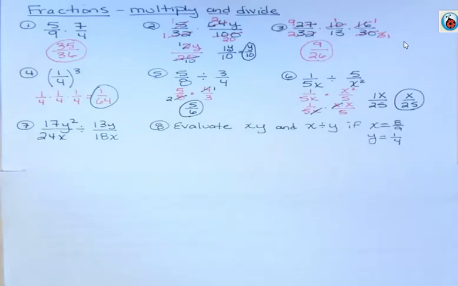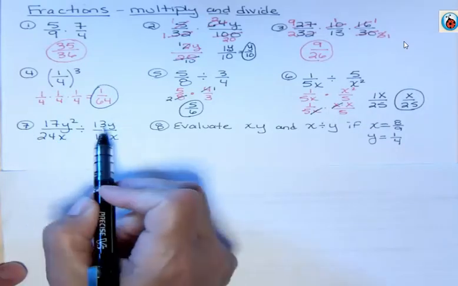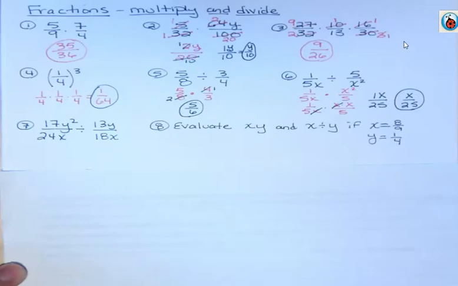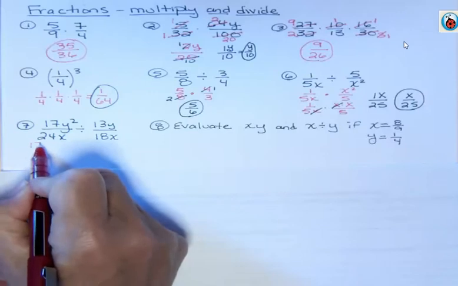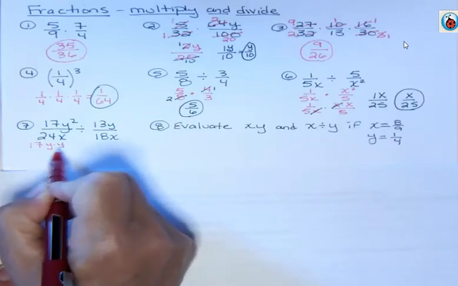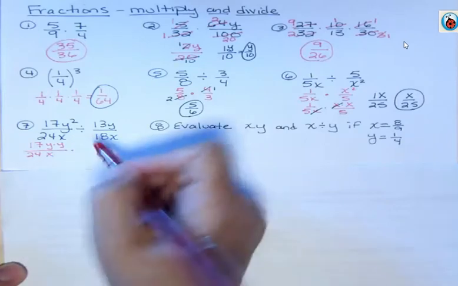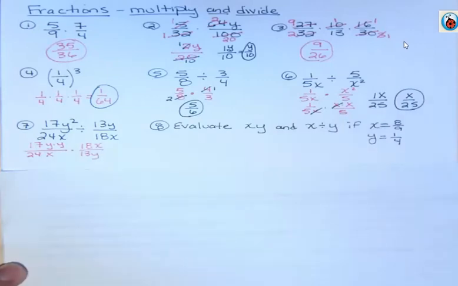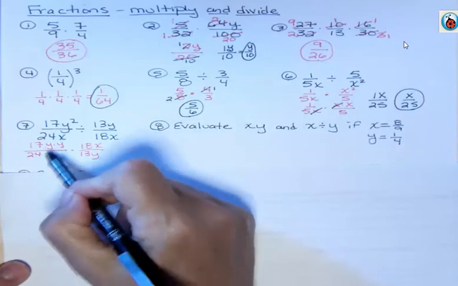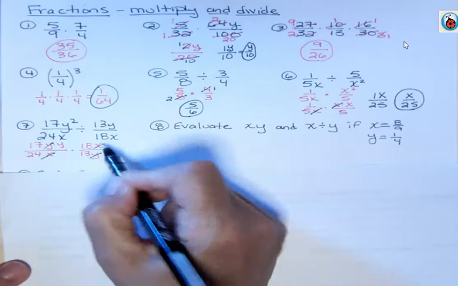Okay, so we have 17y squared over 24x divided by 13y over 18x. I'm going to flip that second one and change that to multiply, and this time I'm going to do this too right away. I'm going to write the y squared as y times y, and then I've got 24x. Change that to times, flip it, 18x over 13y. Okay, and now I can start to cancel whatever I can. What I can see is I have 1y on the top and 1 on the bottom that can go. I have 1x on the top and 1 on the bottom that can go.